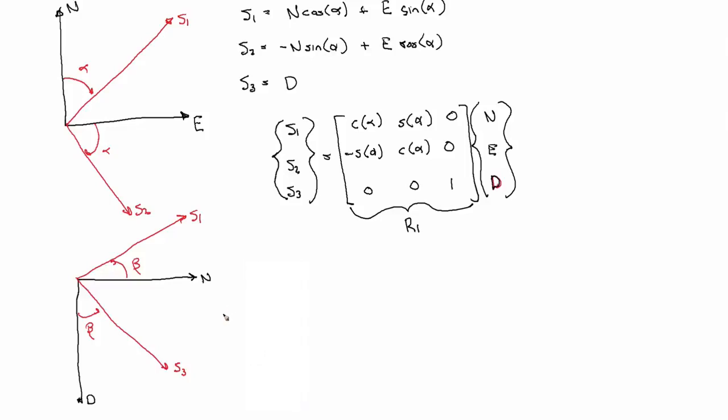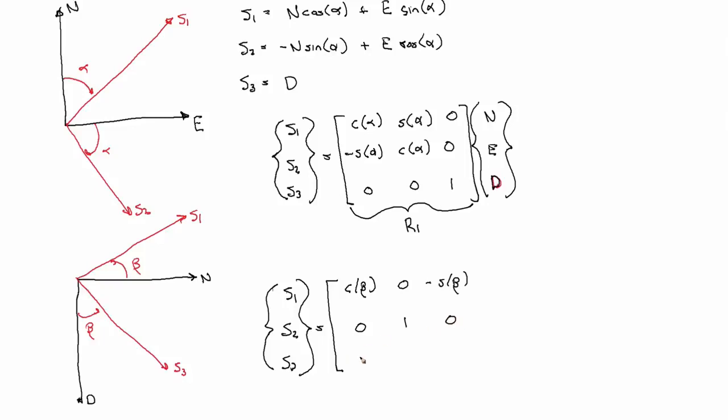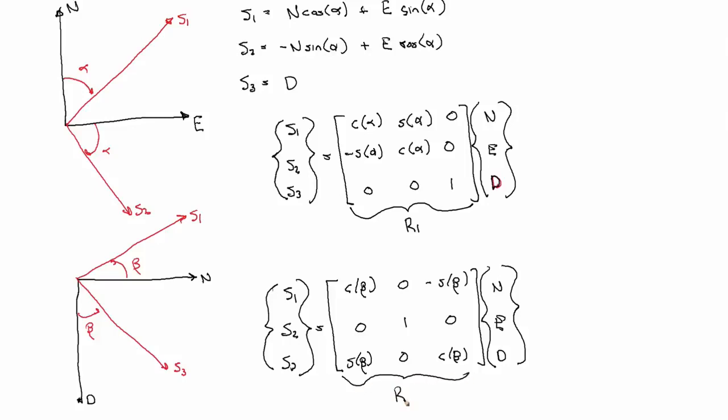All right, so we can write the equations just like we did before. I'm just going to skip the step and write them in matrix form, okay? So we have S1, S2, S3 is equal to the matrix with rows cosine beta, 0, minus sine beta; 0, 1, 0; sine beta, 0, cosine beta, times north, east, down. This one we're going to call R2.